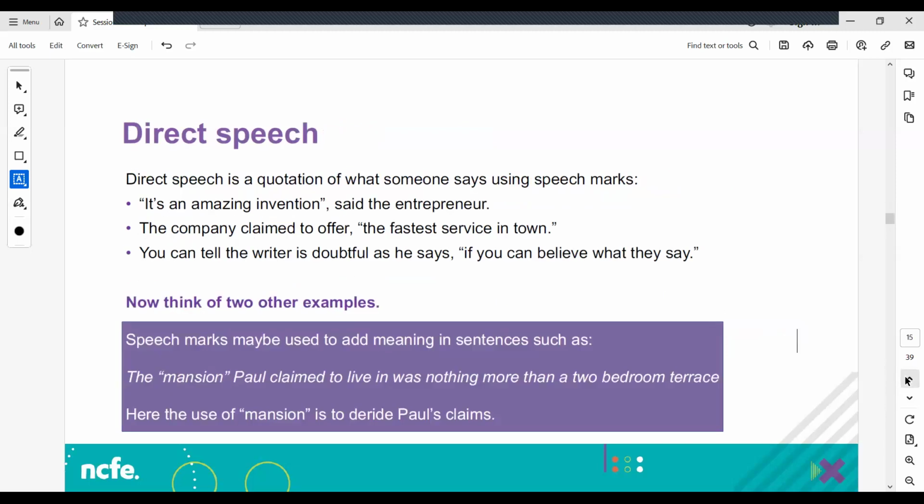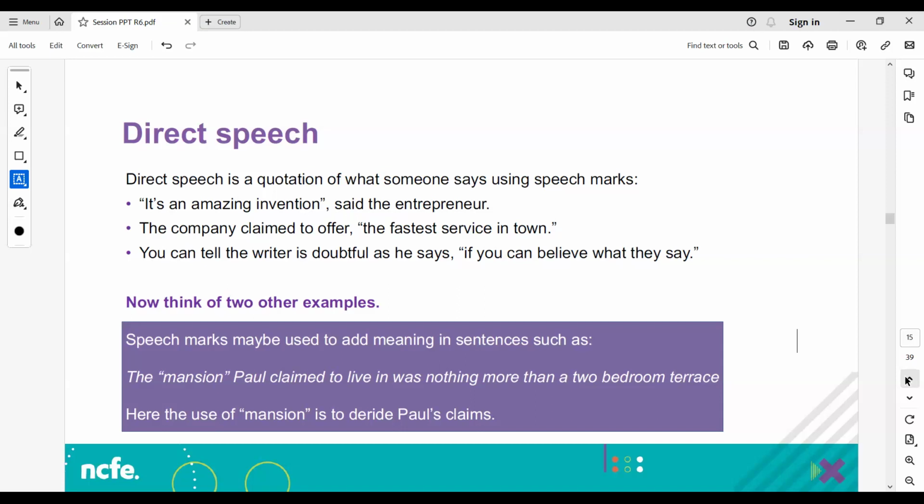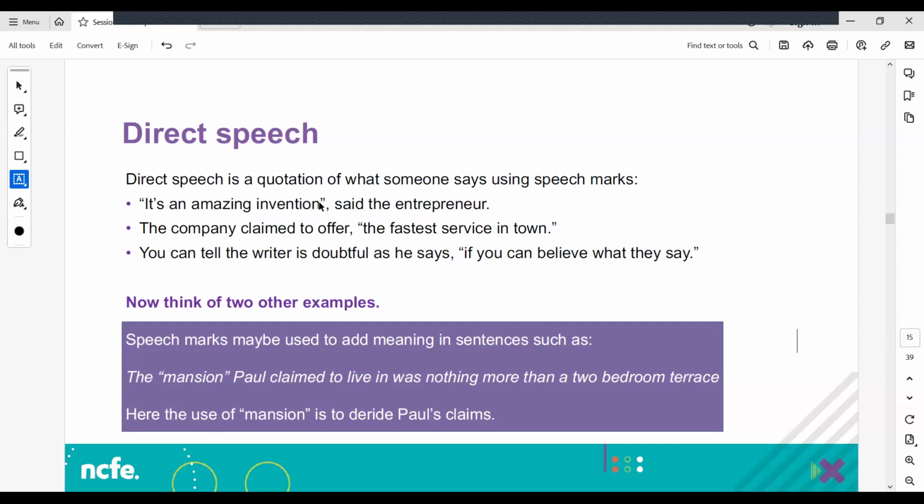Moving on. So direct speech is a quotation of what someone says using speech marks. So, it's an amazing invention, said the entrepreneur. The company claimed to offer the fastest service in town. You can tell the writer is doubtful as he says, if you can believe what they say. So it could be that it's a report of a conversation. So, it's an amazing invention, said the entrepreneur. So this person, the entrepreneur, spoke these words.